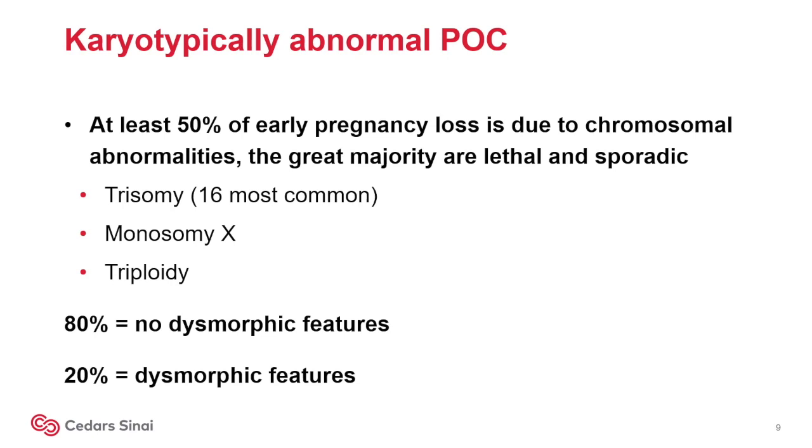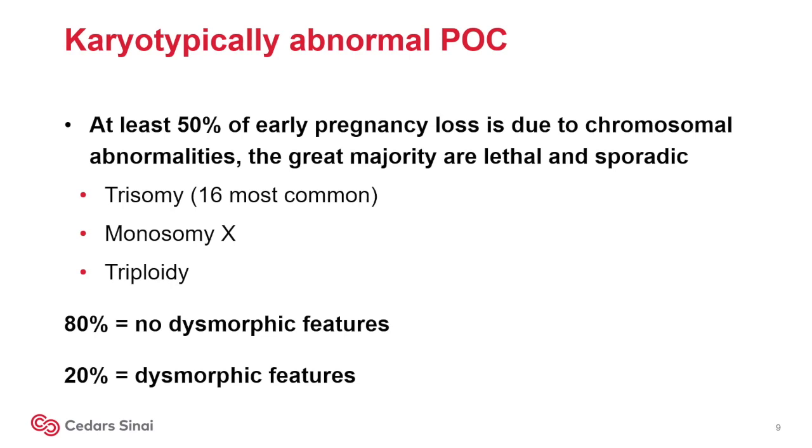So multiple studies have been showing for decades now that at least 50% of early pregnancy loss, and that's defined at less than 14 weeks, so up to 13 weeks is early pregnancy loss, is due to chromosomal abnormalities. However, most of these chromosomal abnormalities are actually lethal, and the great majority of them are sporadic. So it's actually reassuring to have an abnormal karyotype in a missed abortion, because it means it's likely a sporadic event and not a recurring event.